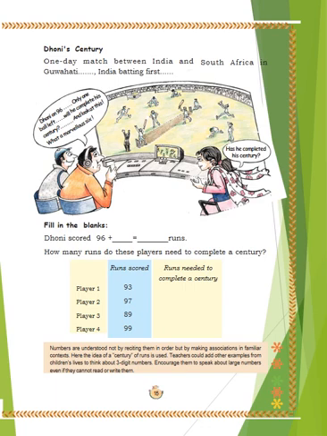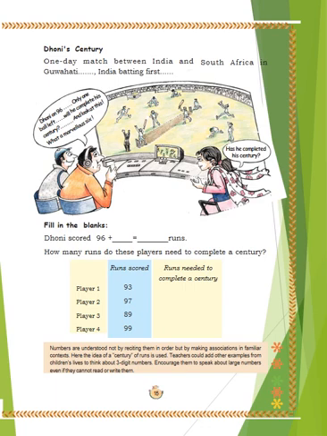You like to watch cricket matches. You might have heard the word century in cricket many times. Whenever a player completes 100 runs in a match, it is called a century. In our book, there is an example of Dhoni's century.